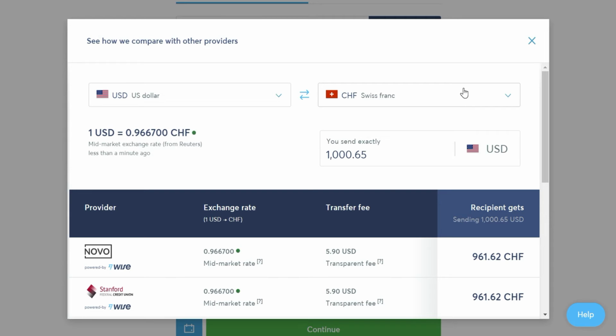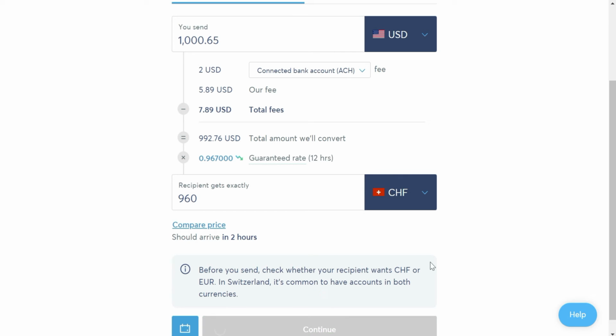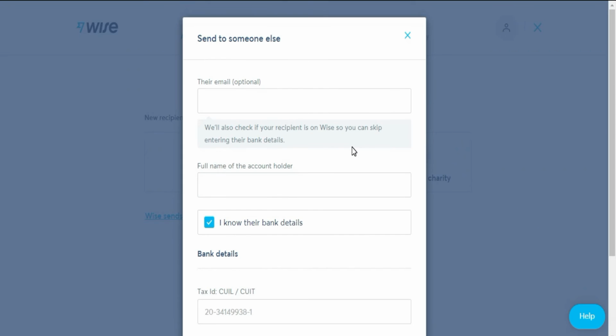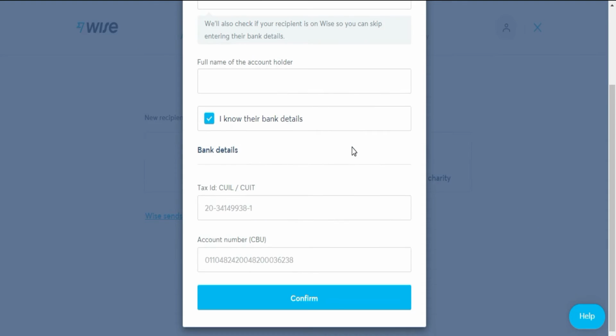We continue with Continue. Here, you will need to select who you are sending the money to, whether it is yourself in another country, someone else, or a business or charity. The most common is to send it to someone else, so we will click there if this is your case.